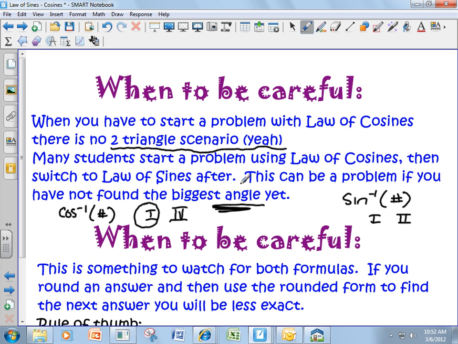But a way to stop yourself from falling into any pitfalls is, when you're using law of cosines, make sure you've found the biggest angle before you switch back over to law of sines. That way you don't have to encounter this two-triangle situation again.